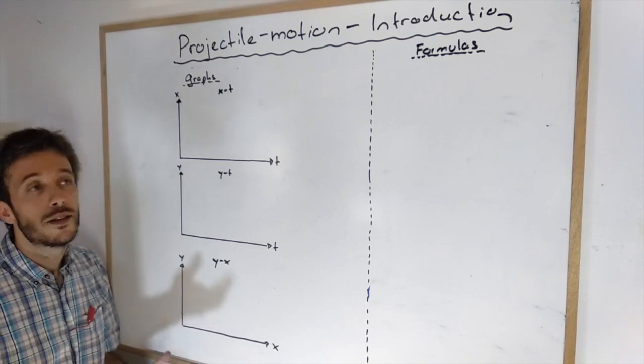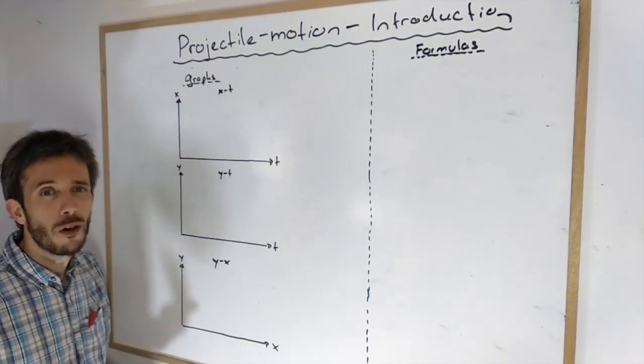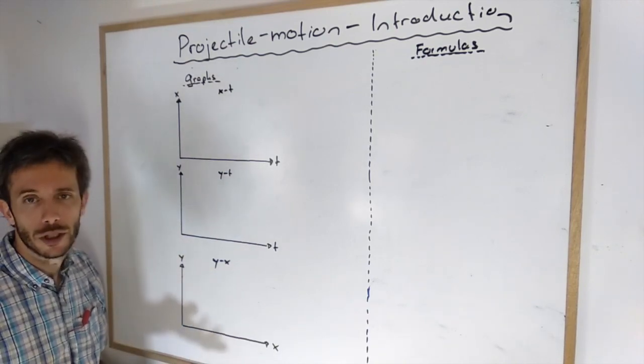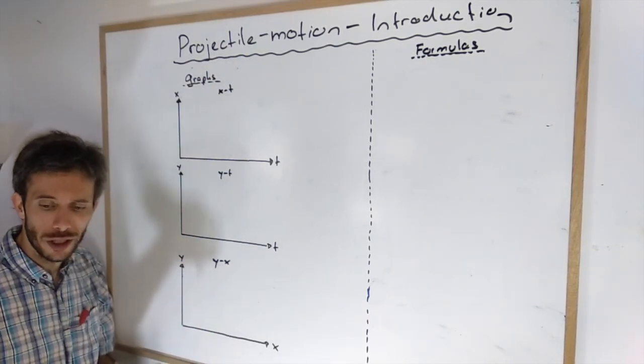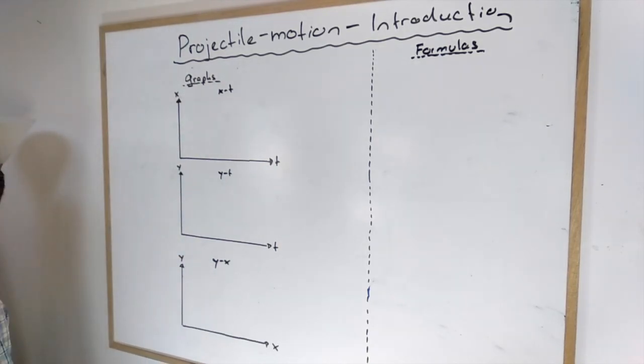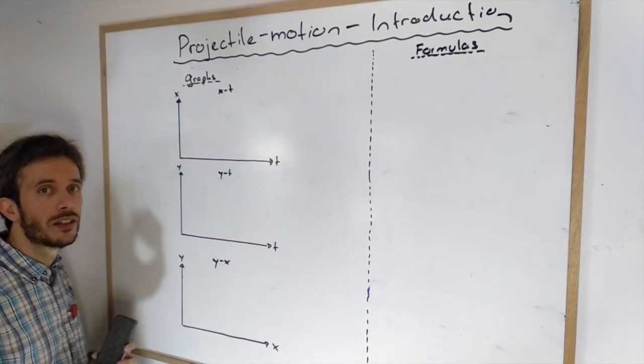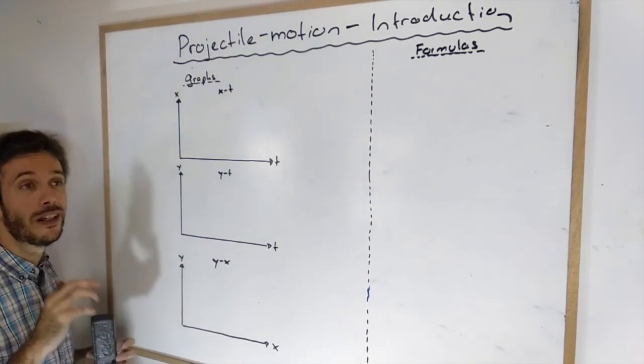This video is a short introduction to projectile motion. First of all, what is projectile motion? Projectile motion is any type of motion where an object is traveling in more than one dimension, but is affected by acceleration only in one dimension.